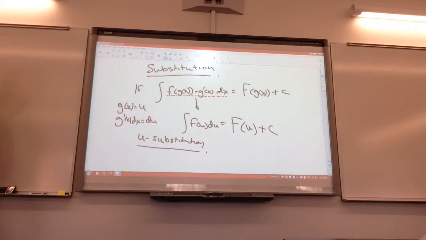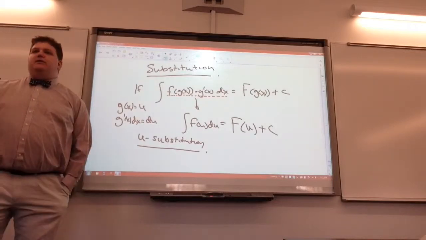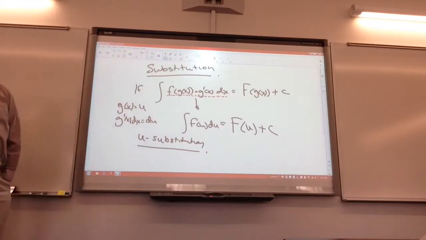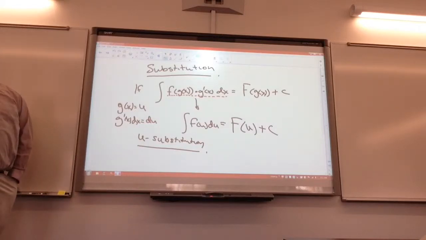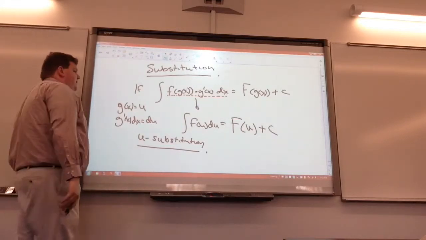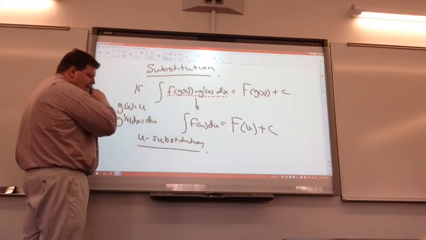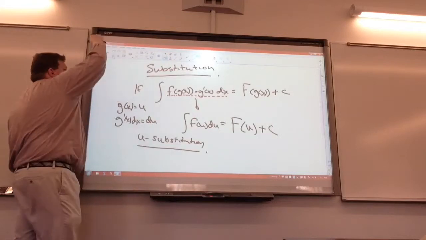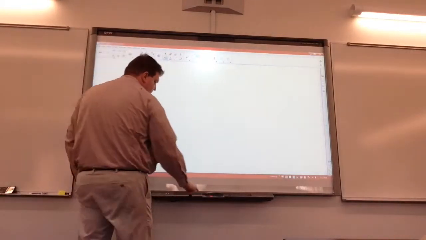So what we're actually doing with substitution is we're doing the chain rule in reverse. We're turning the chain rule process around in order to calculate integrals. So this is that relationship there. Basically this is the chain rule version for integrals. Everyone understand that? Got that down? All right, let's take a look at an example of how this works.